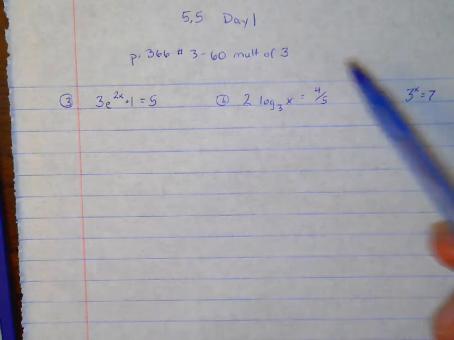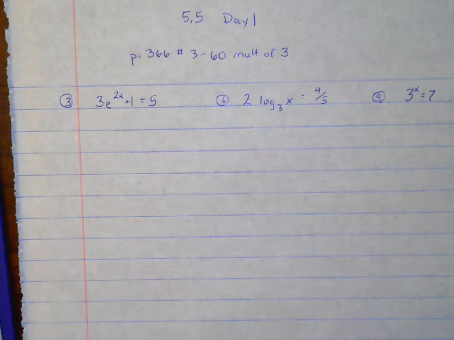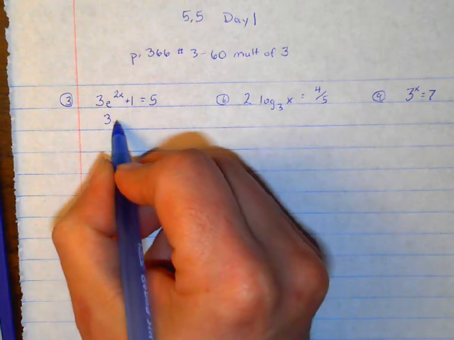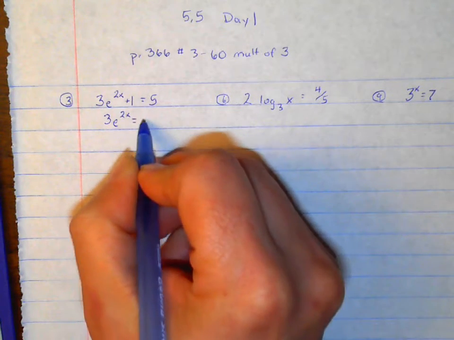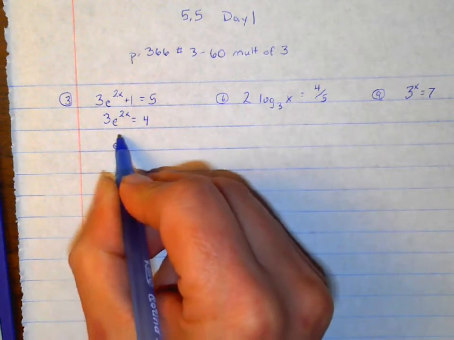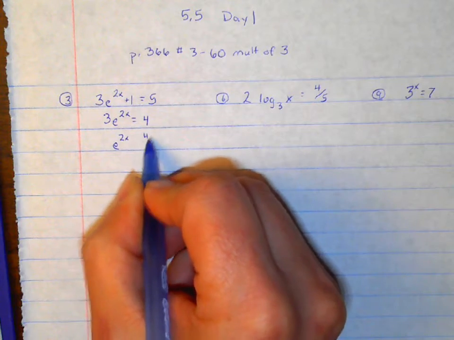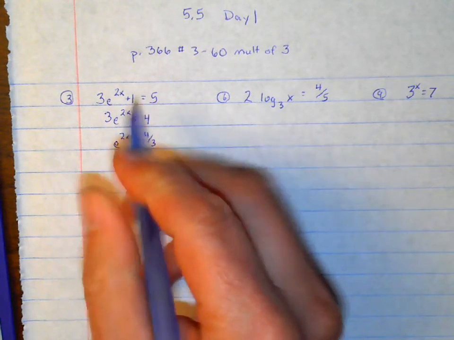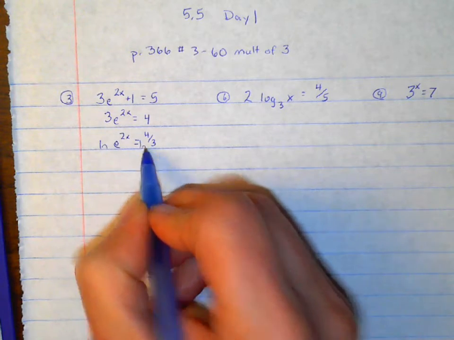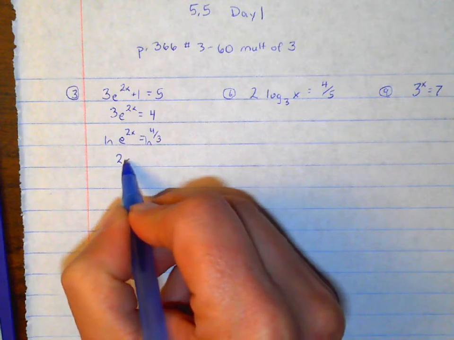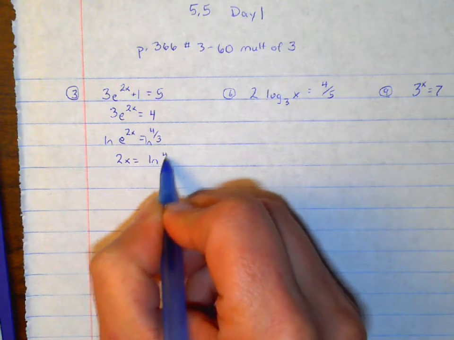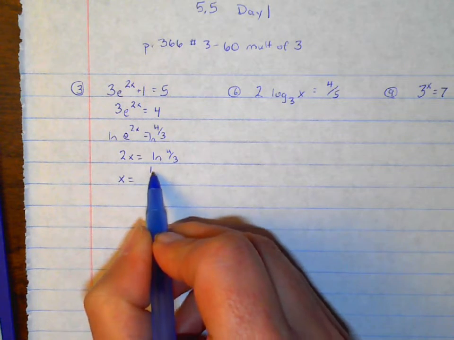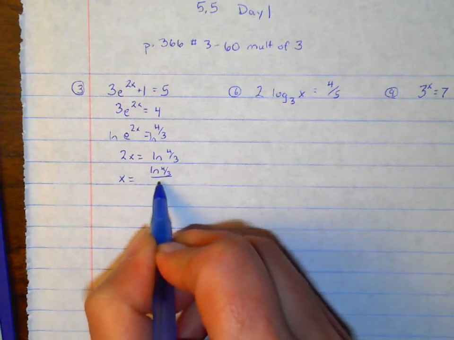Answers to 5.5 day 1. We want to solve for these. So to get x by itself here, I'm going to add the 1 over. Sorry, subtract the 1 over. And divide by the 3. Okay, now when I have e here, remember I want to take the natural log of both sides, so those will cancel out. And lastly, to get x by itself, I divide by 2. So a natural log of 4/3 divided by 2.